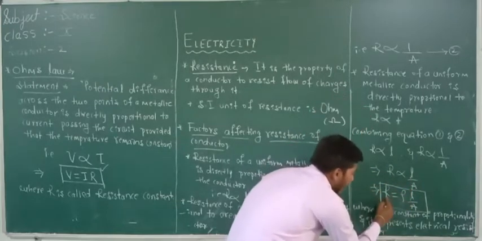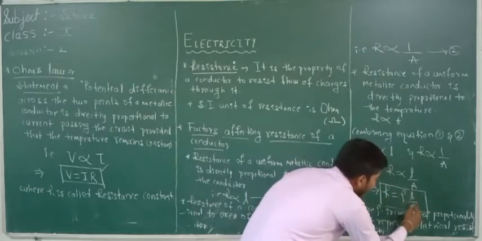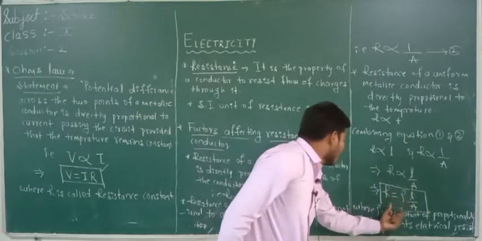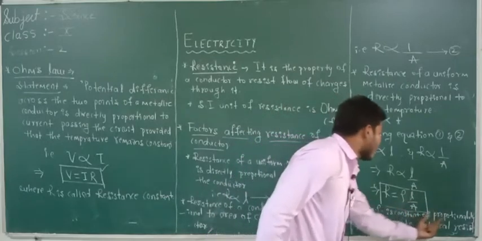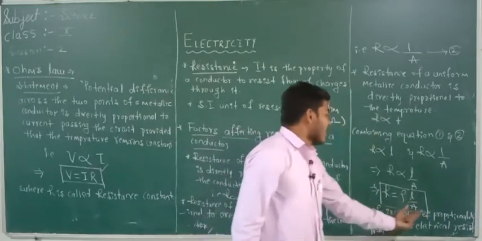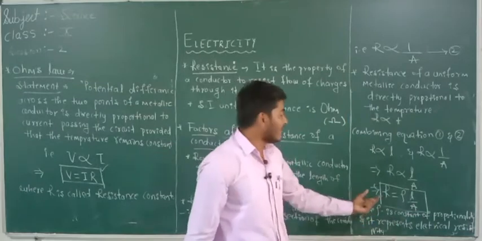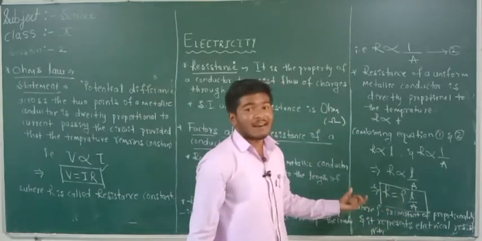It implies R equals rho into L by A, where rho is a constant of proportionality and it represents electrical resistivity.